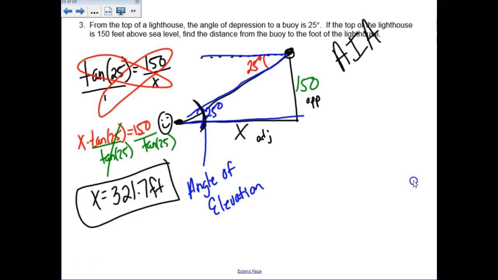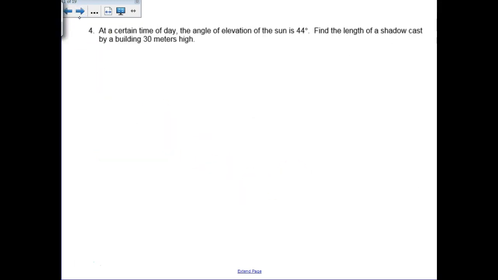At a certain time of day, the angle of elevation of the sun is 44 degrees. We have a length of a shadow cast by a building that is 30 meters tall. Okay, here's my building. All right, so there's the sun over here. There's your sun, and it says the angle of elevation of the sun is 44 degrees.